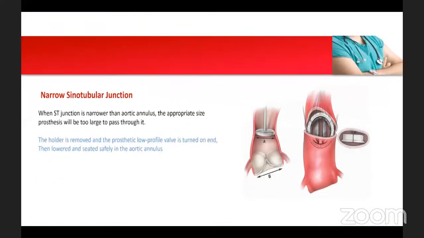One of the issues encountered when seating the prosthesis during aortic valve surgery is having a narrow sinotubular junction. When the sinotubular junction is narrower than the aortic annulus, the appropriate size prosthesis will be too large to pass through. So the holder is removed, and then the low-profile prosthetic valve is turned on one end, lowered down, and seated safely in the aortic annulus, as shown here.